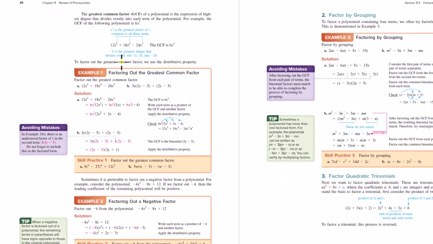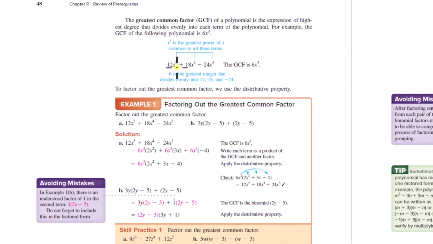So if we come here, you've got your polynomial. There's a common factor. X cubed is the greatest common factor of the x terms, right? And then as far as these coefficients, 6 is the greatest. So you could factor out a 6x cubed. And so that's always the first thing you're going to look for when you're trying to factor a polynomial.